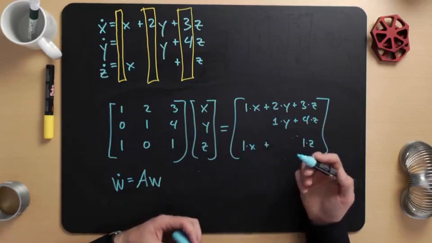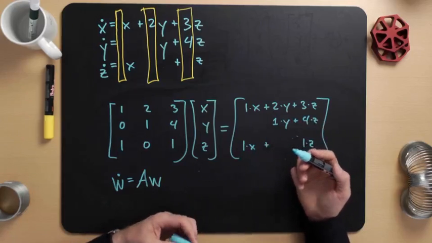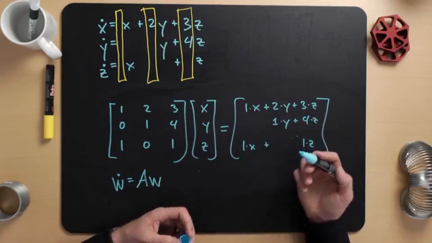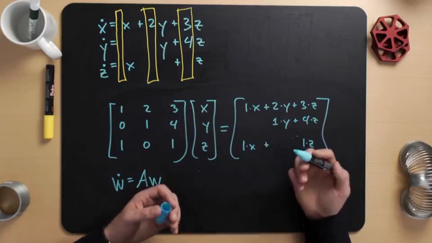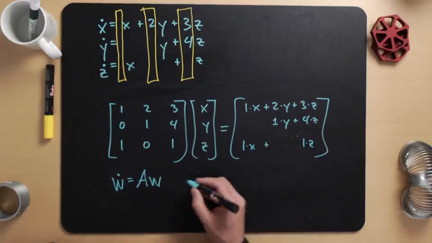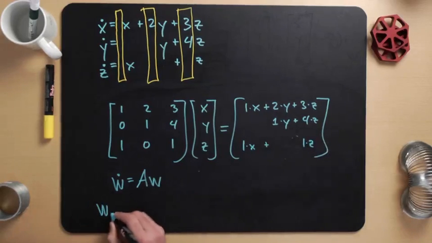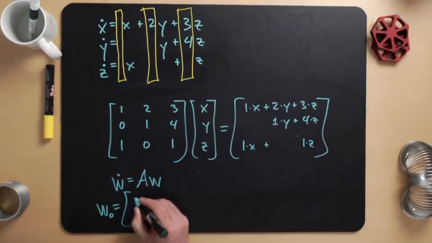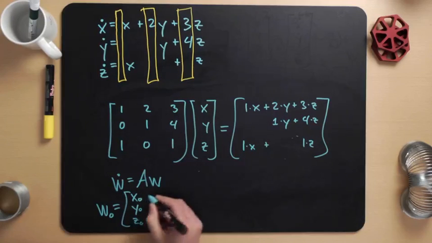Let's think back to lecture 4. I'd like to use this vector and matrix notation in my Euler integration code. The initial condition for the differential equation needs to include initial conditions for all the states. So I'll define W0 is equal to the vector x0, y0, z0.